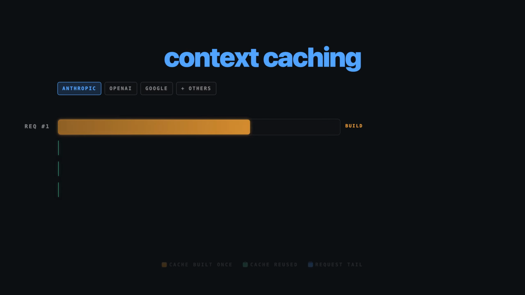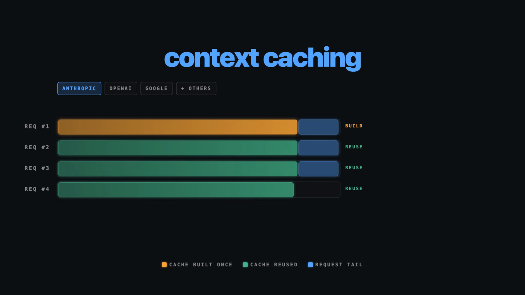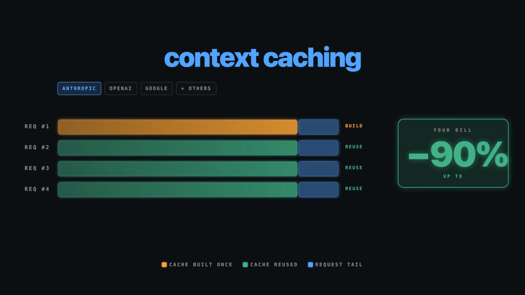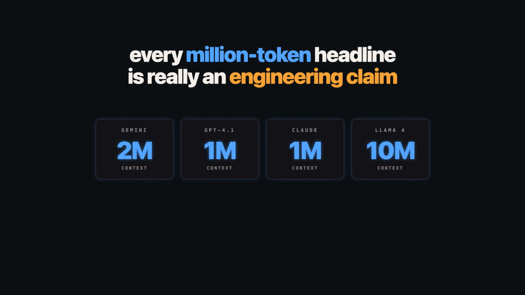Anthropic and others provide a context caching feature that can cut your bill by up to 90% because they let you reuse a pre-filled cache across requests. Every million-token context window headline is really an engineering claim that somebody has figured out how to manage the memory bloat more efficiently.